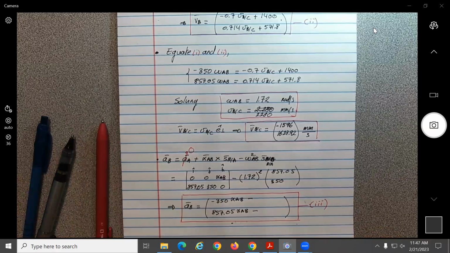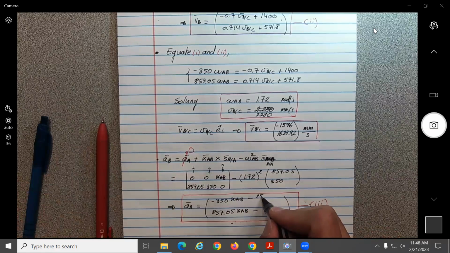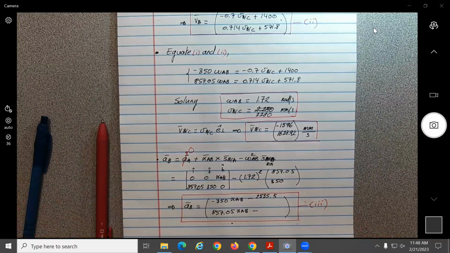That should be equation 3. So how much is 172 squared times 857.05? 2,535 point five? Yeah. Okay. And the other one? 1,035.44. Okay. I mean, this one is straightforward, no?